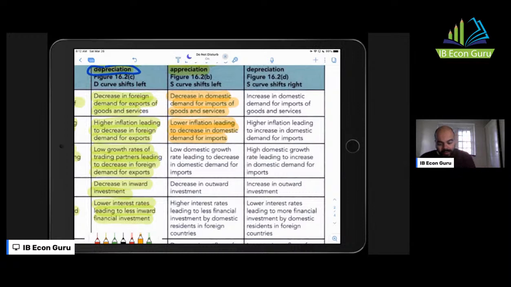Maybe there's a low domestic growth rate leading to a decrease in domestic demand for imports. If the US economy is experiencing a recession in general, Americans will not be demanding as much imports from overseas, which decreases the supply of the US dollars on foreign exchange markets.